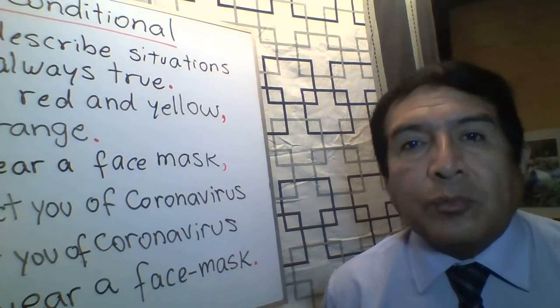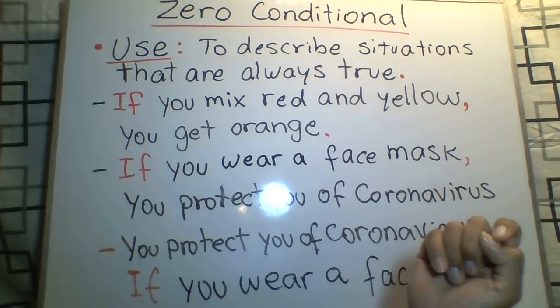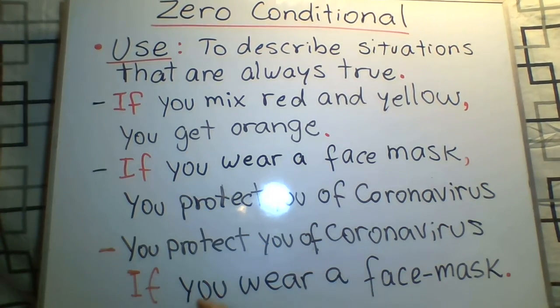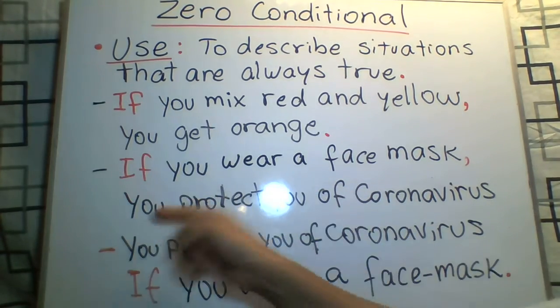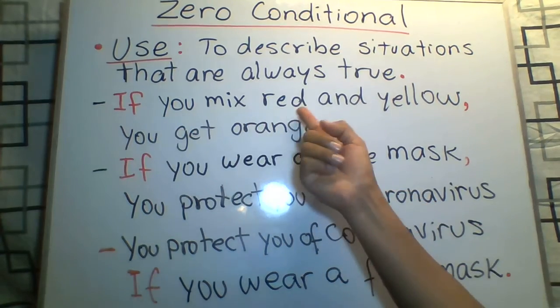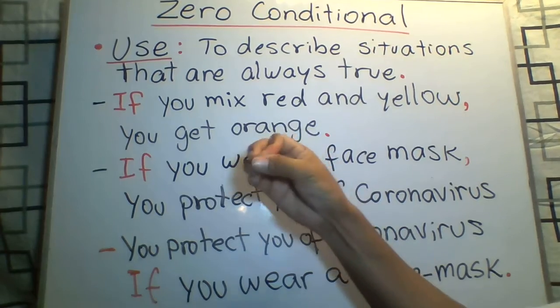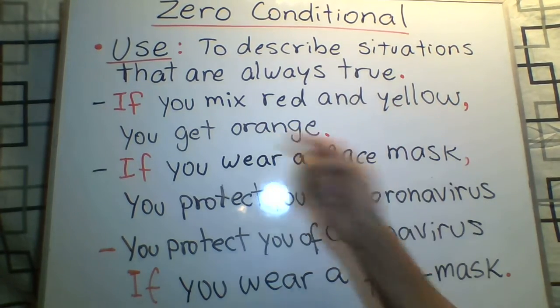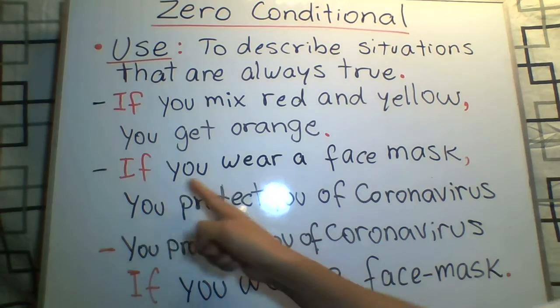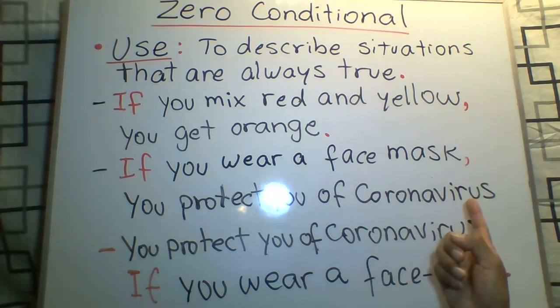Three examples. In the first one, notice in red color the word if, in the second, and if in the third. So, three different sentences. It's real. If you mix the red color and the yellow color, you get the orange color. You mix the red color and yellow color and get orange. If you wear a face mask, you protect yourself from coronavirus.